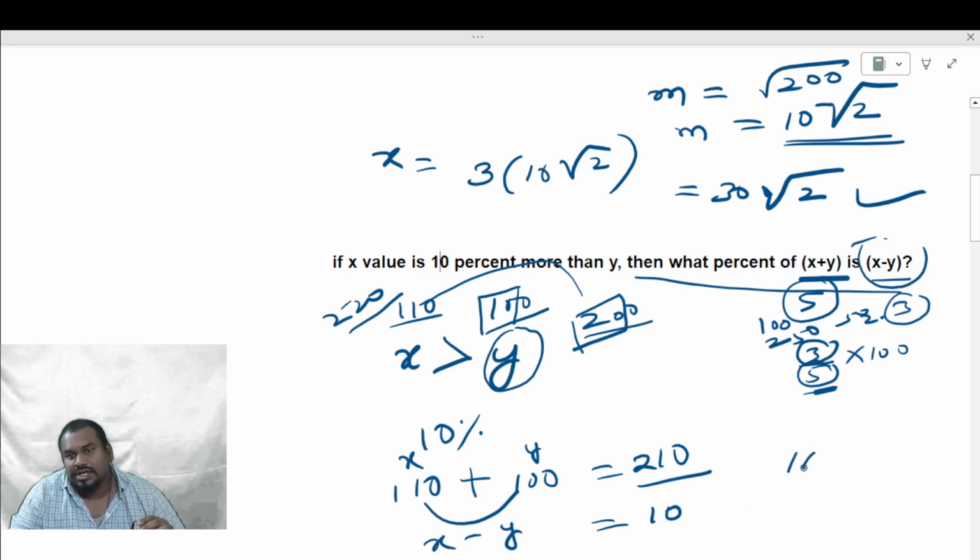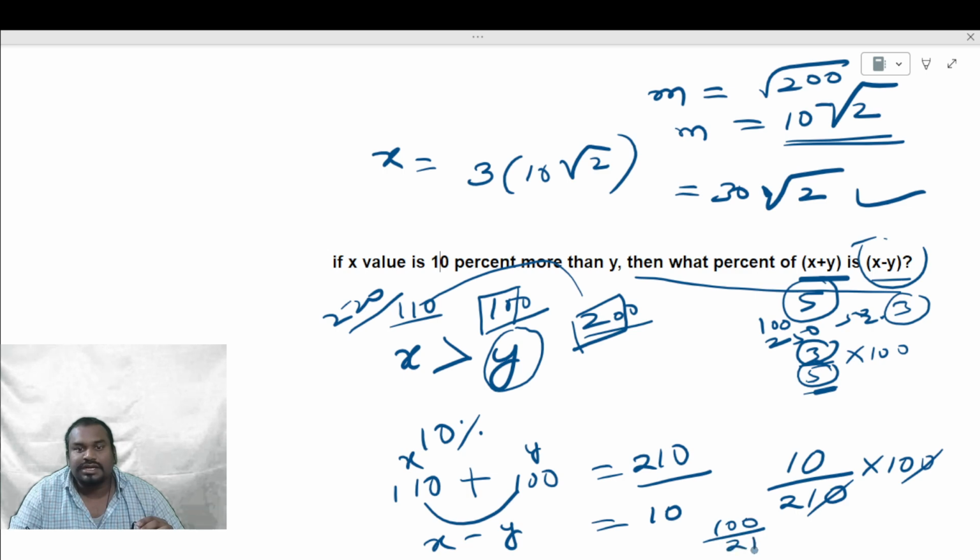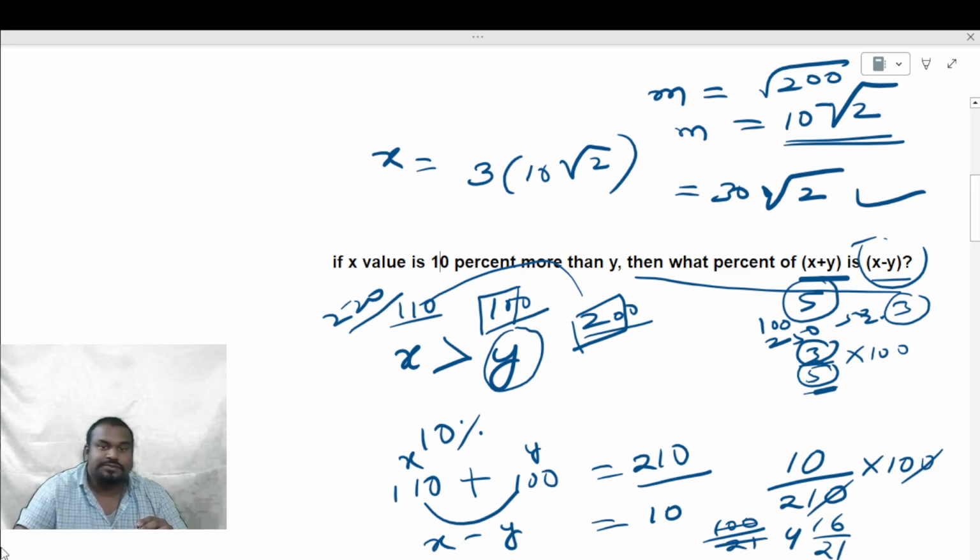So you got the x minus y value, and in x plus y, how much percent is it? That is the question he is asking. Just a simple thing, you just need to understand the question. 100 by 21 means 21 times 4 is 84. How much is remaining? 16 by 21. So 400 by 21 plus 16 by 21, that is 416 by 21, is the value.